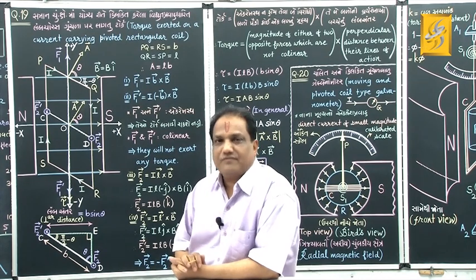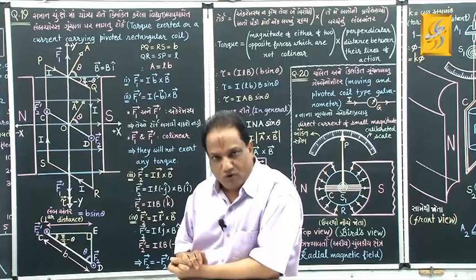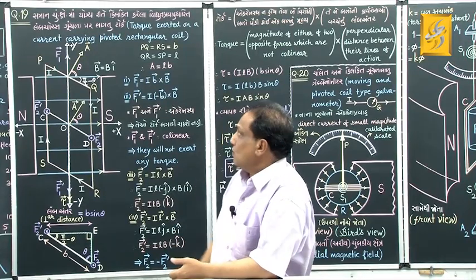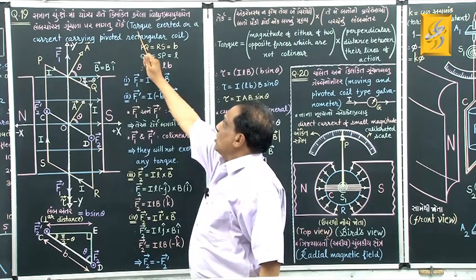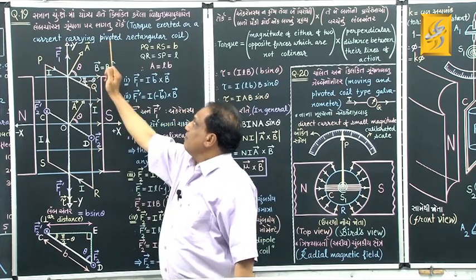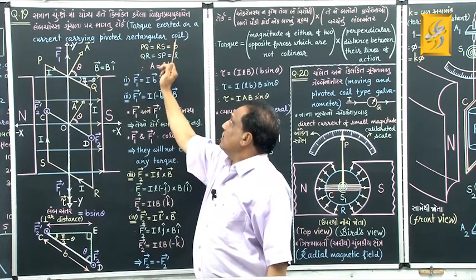Come on my dears, we proceed further in chapter number 4. Now we go for question number 19. Look, torque exerted on a current carrying pivoted rectangular coil.